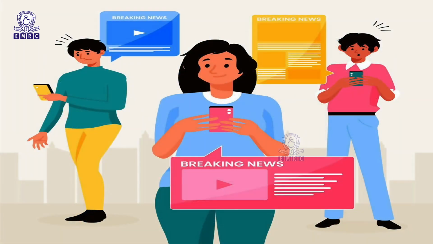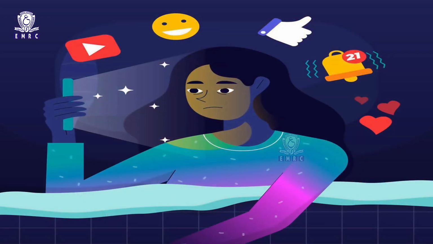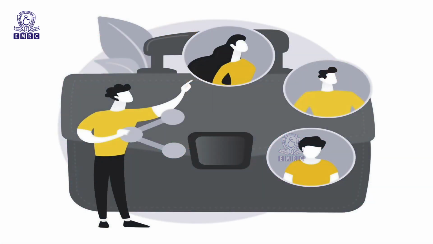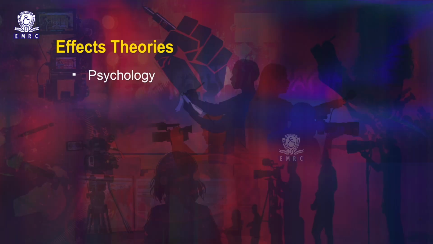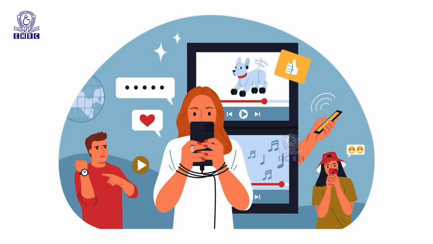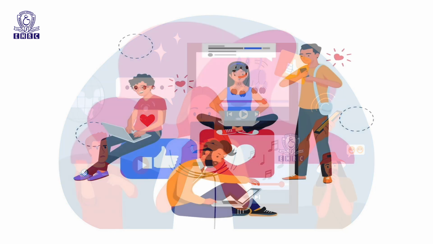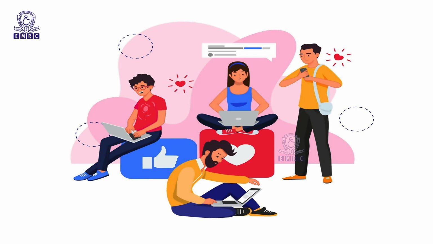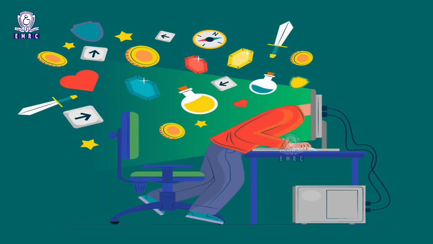Uses and gratifications theory. Unlike traditional effects theory that focuses on what media do to people, uses and gratifications theory emphasizes what people do with media. It suggests that individuals actively choose media to fulfill certain needs such as information, entertainment, personal identity or social integration.